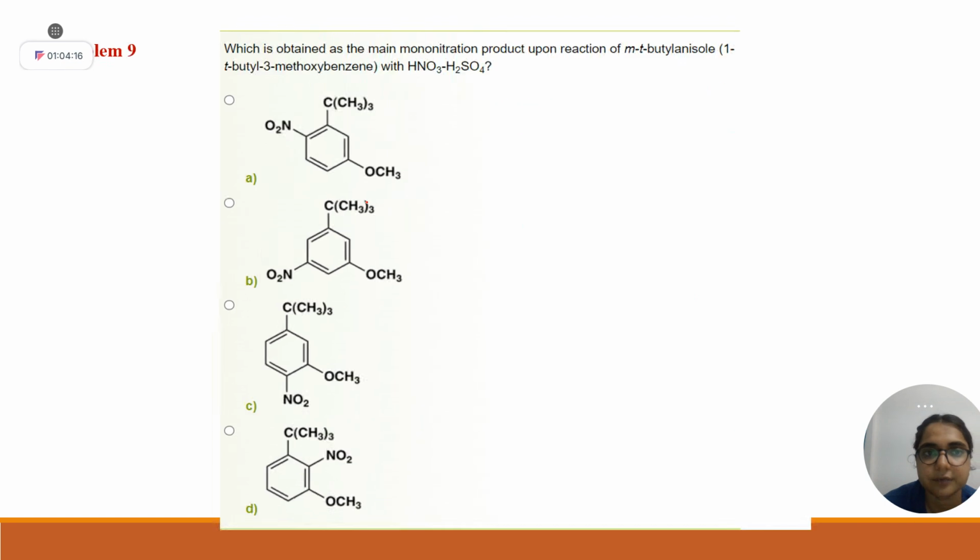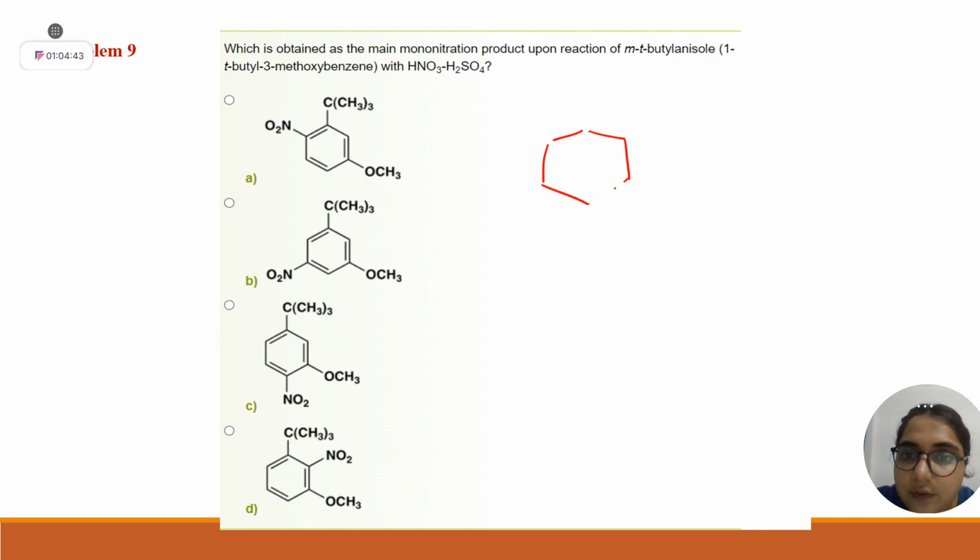Next question, this you will solve, please. Which is obtained as the main mononitration product upon reaction of meta tertiary butyl anisole, 1-tertiary butyl-3-methoxybenzene, with HNO3/H2SO4? First, let us draw the structure.